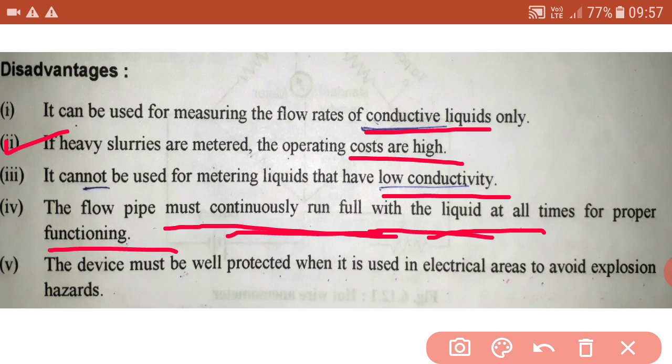The device must be well protected when it is used in electrical areas to avoid explosion hazards. So, due to this electricity and conducting materials, the system should be well protected, and it is used in electrical areas to avoid explosion hazards. So, this is considered a disadvantage.